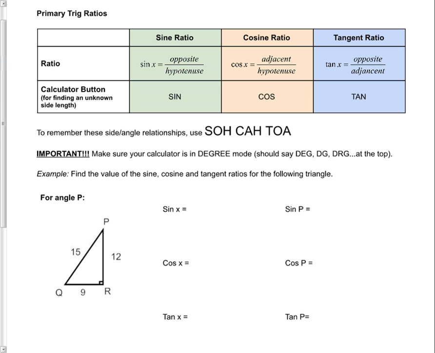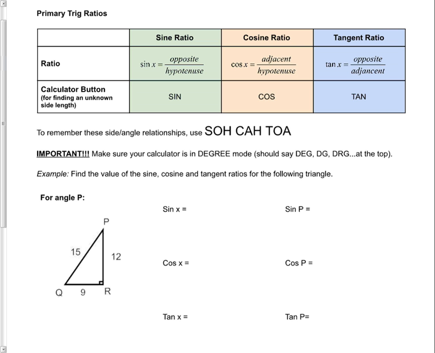Okay, so anytime you're working with SOHCAHTOA or you're working with trigonometry in general, you've got to make sure that your calculator is set in degree mode. Most calculators have a button along the top row that looks like either DEG or DG or DRG up at the top, and so when you turn your calculator on, it should indicate that it is in degree mode. And if it's not, if it's in a mode called radians or a mode called gradients, you're going to get wildly different answers than what you should be getting. So you need to make sure that your calculator is always set in degree mode.